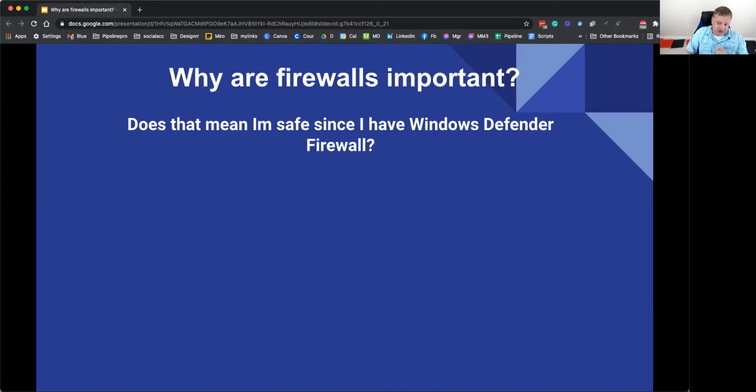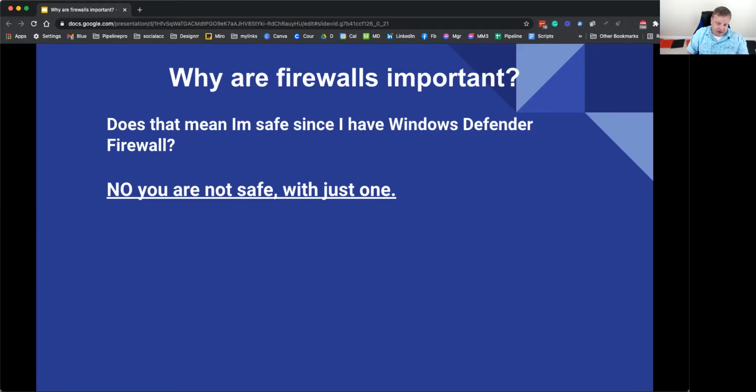Does Windows Defender Firewall mean you're safe? No, without a doubt, you are not 100% safe. That is the world we live in. Just because you have Windows Defender does not mean you're 100% safe anymore. There are vulnerabilities in that. There are also vulnerabilities in a network firewall. That's just the world we live in, and you're not safe with just one.